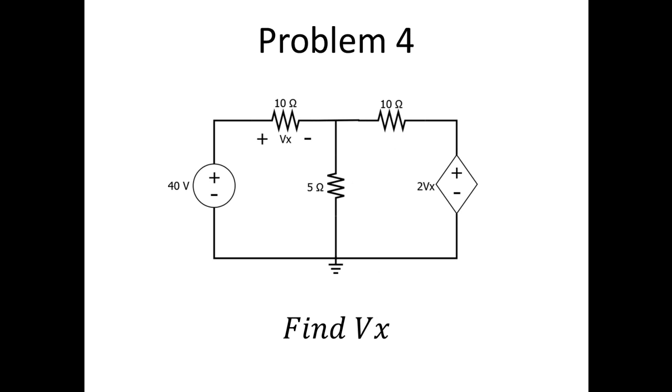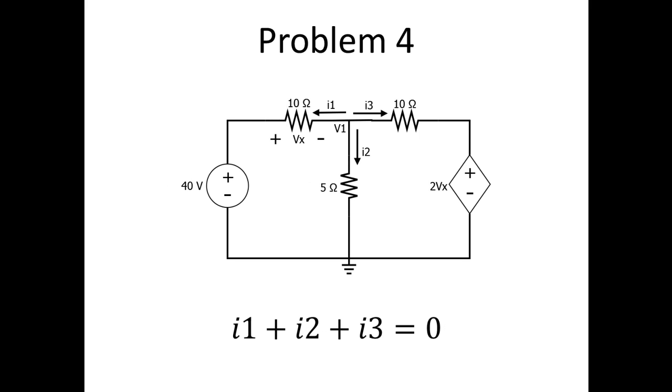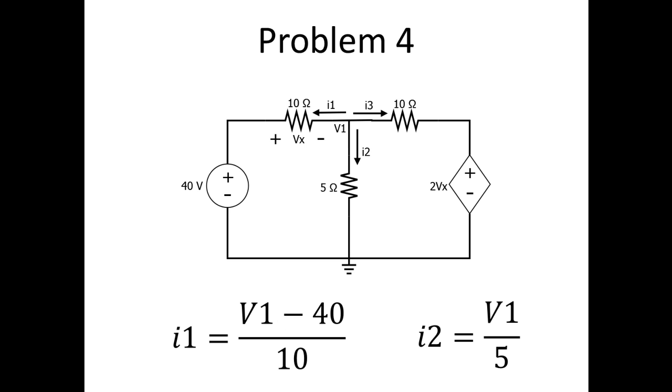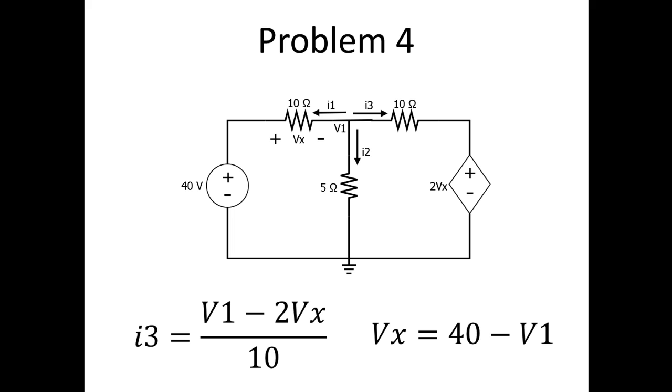You can even use nodal analysis when you have a dependent source. You still have the same process. Step 1 is KCL, so you assign a current to every branch. You then use Ohm's law to define all of your currents. I1 is equal to V1 minus 40 over 10. You have I2, which is V1 divided by 5. I3 is V1 minus 2Vx divided by 10.